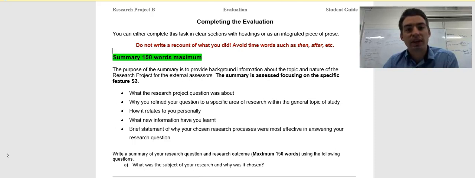The evaluation is marked externally, which means that it's marked by people who haven't seen all of your work. They haven't been with you this entire process. And so the summary really is just a way of letting people know exactly what it is that you have done. So it's only 150 words in providing background information about the topic and the nature of your research project.